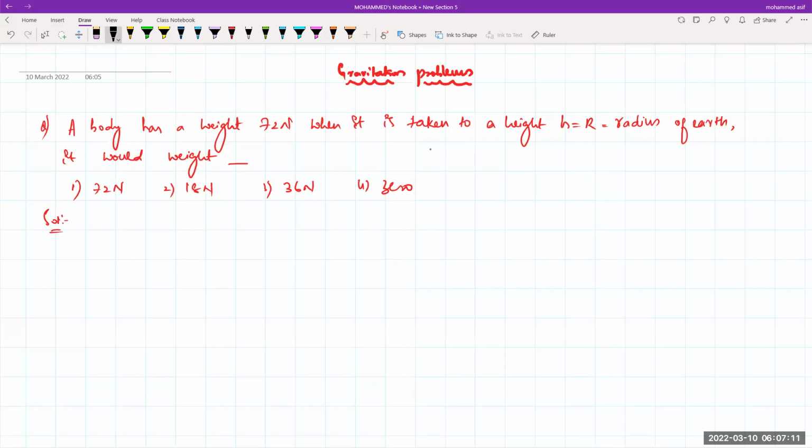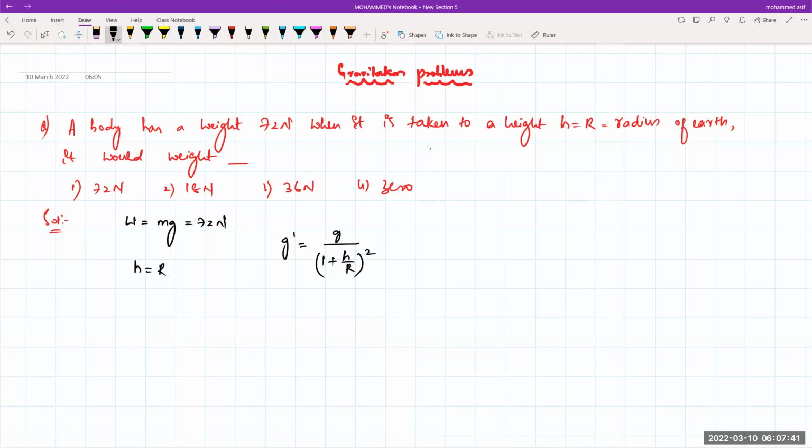The body has a weight of 72 Newton. Weight means mg, that is 72 Newton. You know that when you take the body to a certain height, the formula is g dash equals g divided by (1 plus h by r) whole square. Is it clear? Now what is given in the problem is h equals r.